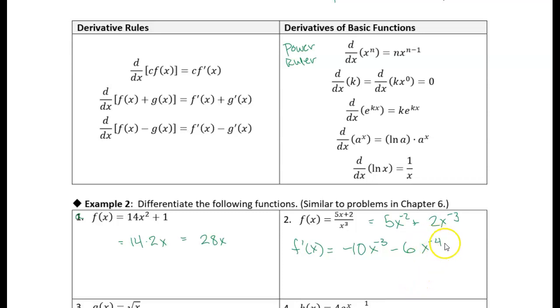Okay. So I can just leave it that way. In fact, I would recommend just leaving it that way. You can also write it as minus 10 over x cubed, minus 6 over x to the fourth if you'd like to. But in general, with these derivatives, I wouldn't bother simplifying them unless there's a reason to.